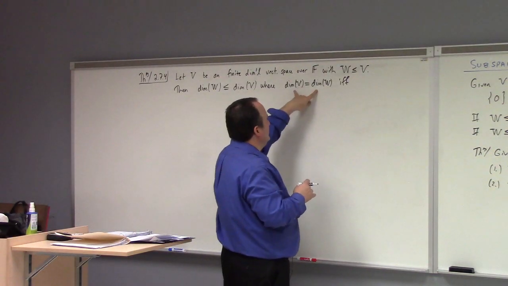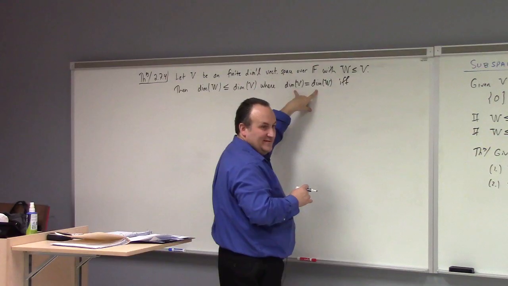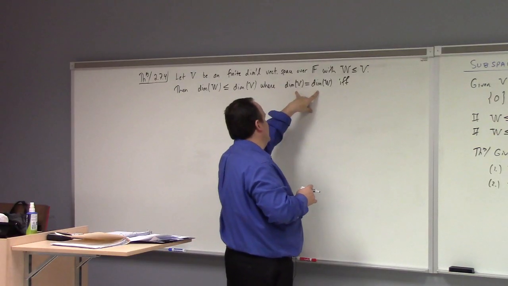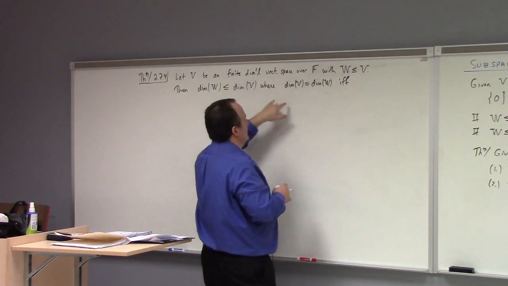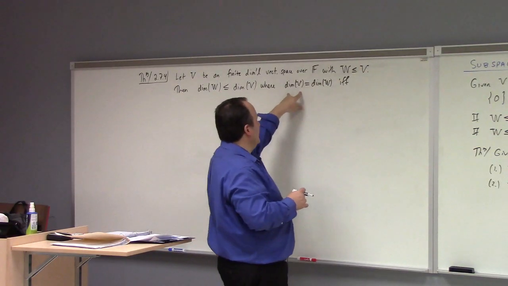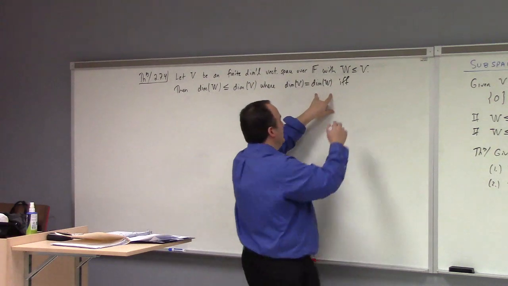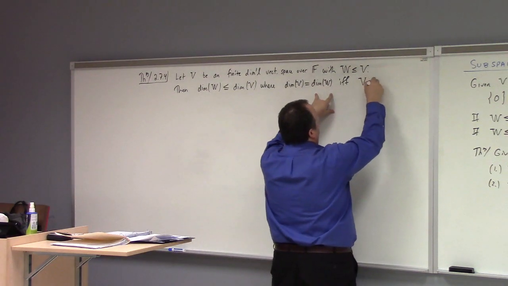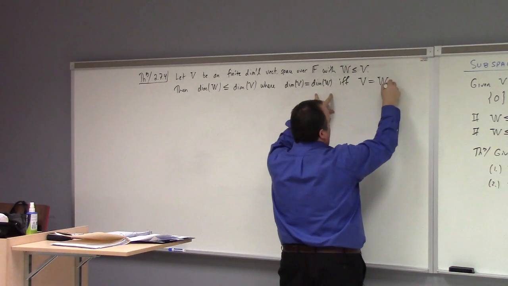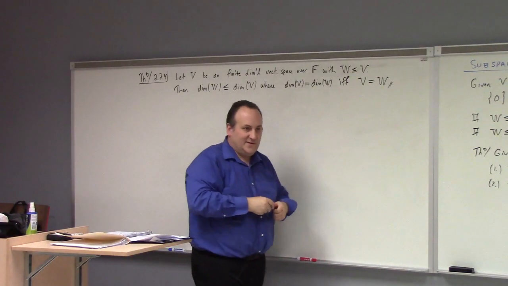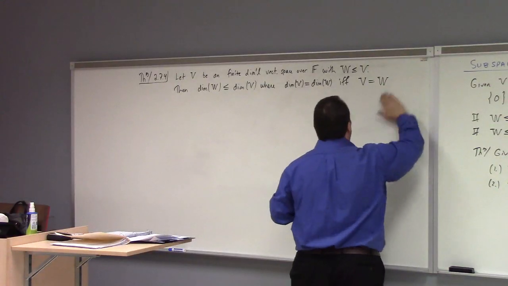I'm saying the dimension of V is equal to the dimension of W if and only if what? The cardinality of the basis is equal. Well, that's what that means. But here we're in a finite context, so literally the number of things in this basis is the number of things in that basis. So what I'm fishing for here is simply V equals W. If you have a subspace which has the same dimension as your vector space, it's the whole vector space, right?